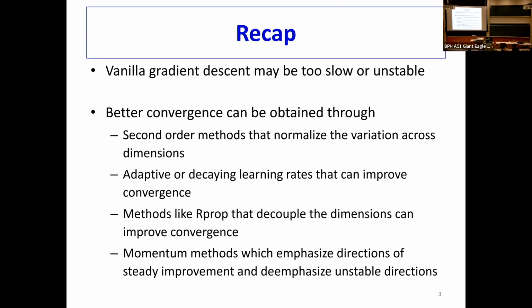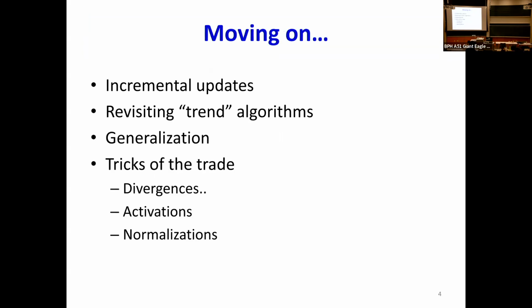One of the reasons we saw for problems with convergence was that every dimension was assumed to have the same learning rate. We saw that this was not the right thing to do. And so methods like rprop could help estimate what was the best thing to do in each direction independently. And momentum methods, of course, basically smooth out the estimate of the gradient itself to make things better. So moving on, today we're going to be talking about incremental updates. We're going to revisit training algorithms. We're going to talk about generalization and a few tricks of the trade in today's class and Thursday.